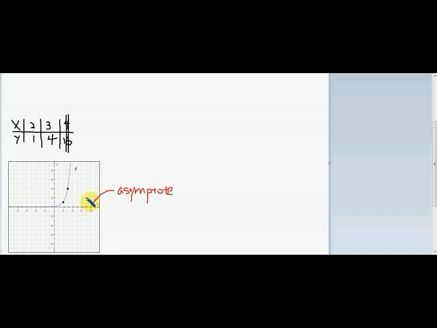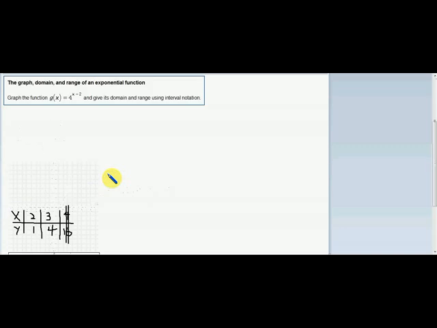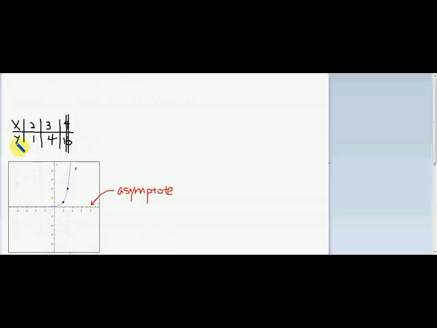For an exponential function, we will always have the horizontal asymptote on the x-axis, unless there are special situations where the asymptote will be moved maybe up or down.